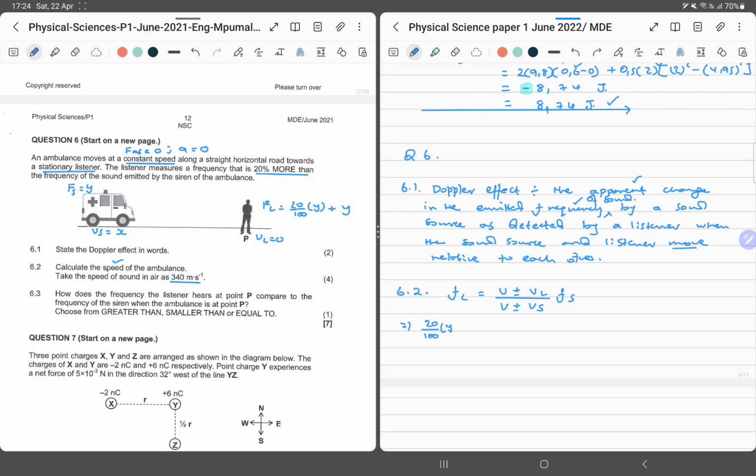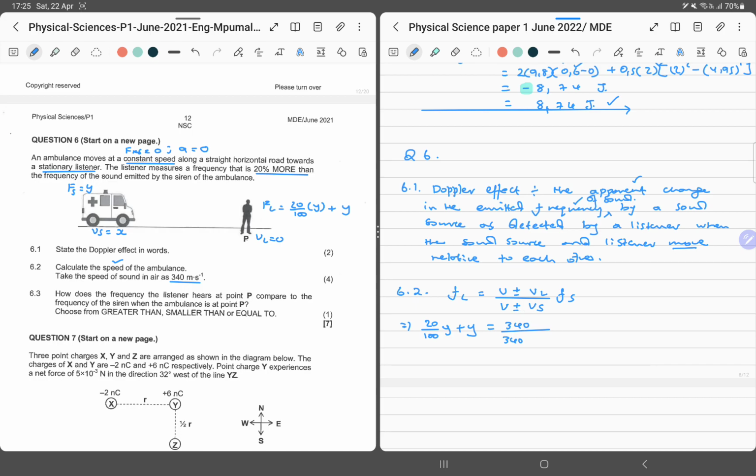Okay, maybe we can just not even put too many brackets. So y plus y. We decided we're going to use those. Whatever you use is up to you guys. Equals 340. But now the listener was stationary, so we forget about that. The focus now is 340.